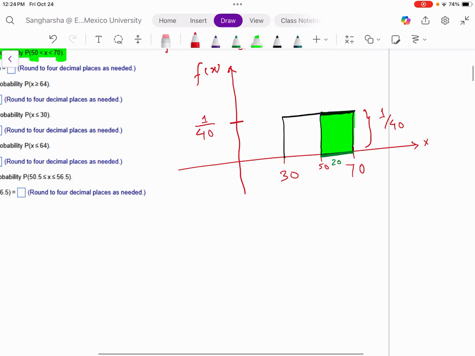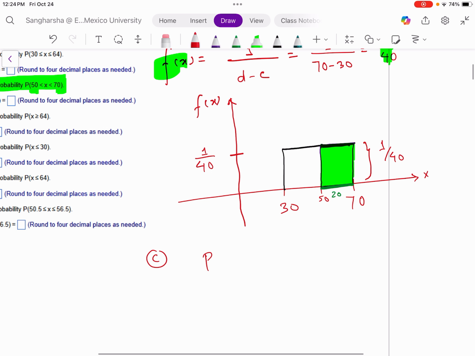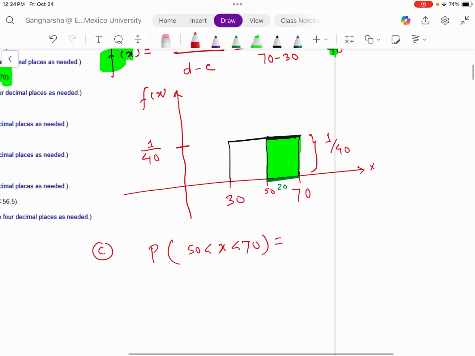So the probability that x is greater than 50 and less than 70 equals the area of this rectangle. The area of the rectangle is 20 times 1 over 40, which is 20 over 40, which equals 0.5.